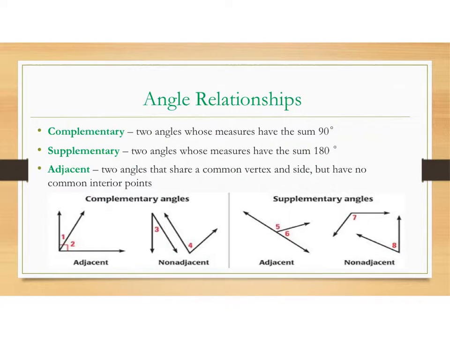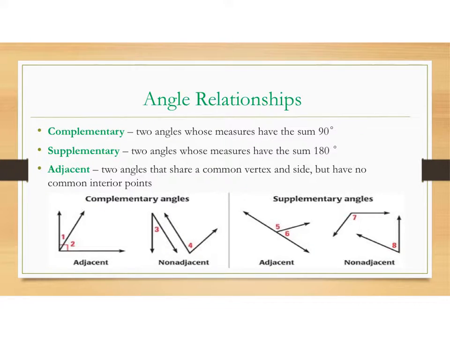So the first angle relationships we're going to talk about today are complementary, supplementary, and adjacent. So when you have two angles whose measures have the sum of 90 degrees, we say that those angles are complementary. When we have two angles whose sum is 180 degrees, we say those are supplementary angles. Now, try to maybe come up with a little trick or some kind of way to help you remember which ones equal 90 and which angles equal 180.